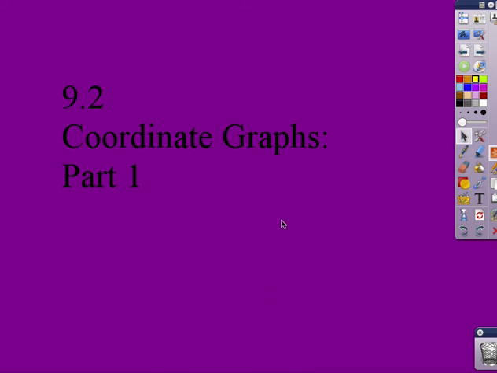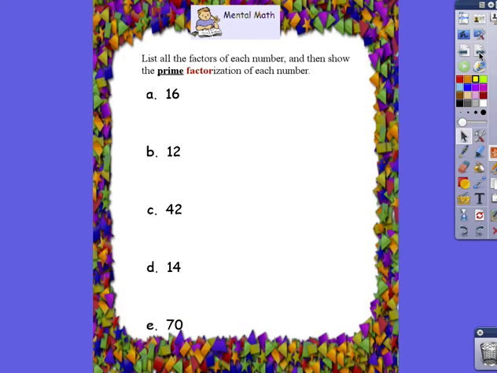Welcome to lesson 9.2. We're going to be taking a look at coordinate graphs again today. Getting our brains warmed up, we're going to go ahead and start talking about prime factorization. You can see I've underlined and highlighted certain parts of those words.